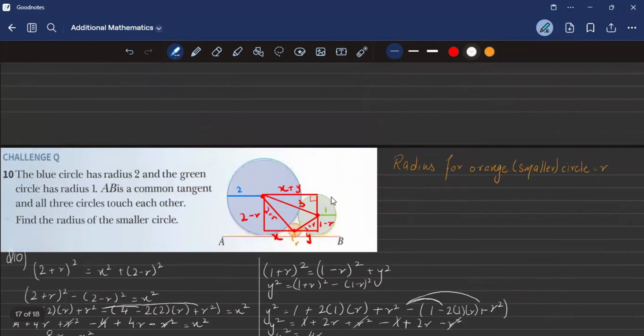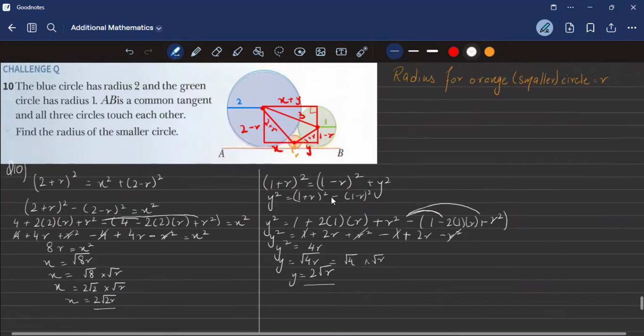And that's it for question number 10, which is the challenge question of this exercise. And this ends the lecture, and obviously exercise 3.5 also.